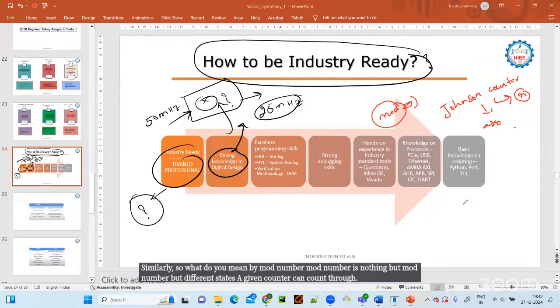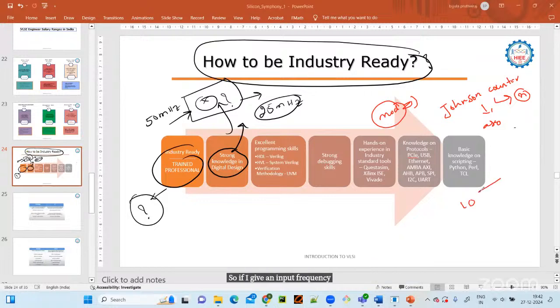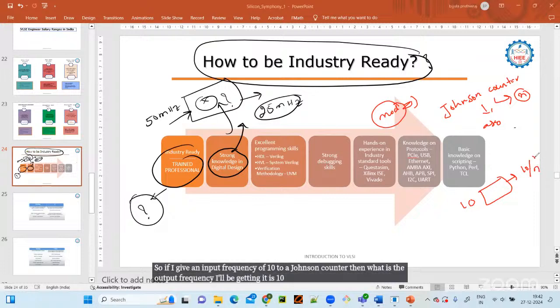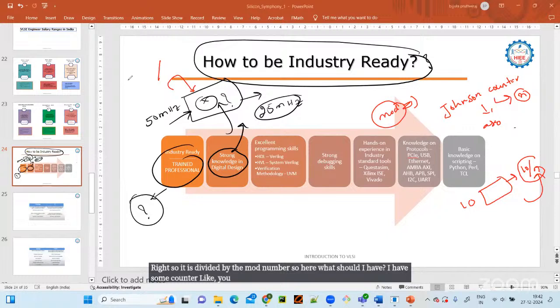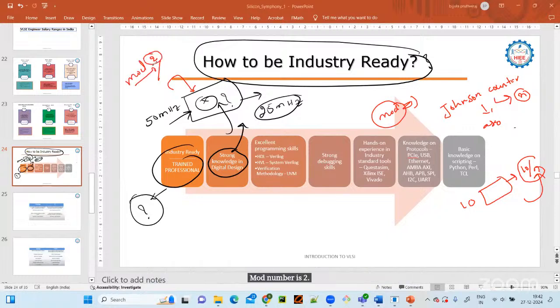So if I give an input frequency of 10 to a Johnson counter, then what is the output frequency I will be getting? It is 10 by n, right? So it is divided by the mod number. So here what should I have? I have some counter which has a mod number of 2. Okay.